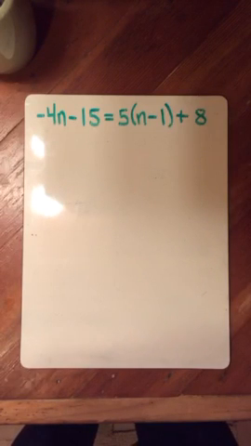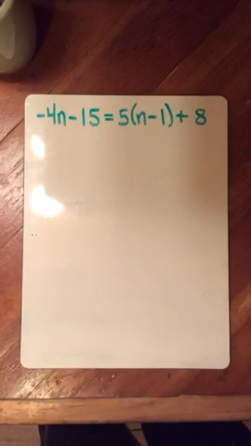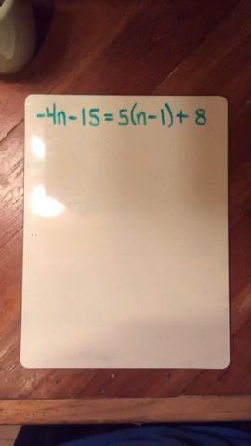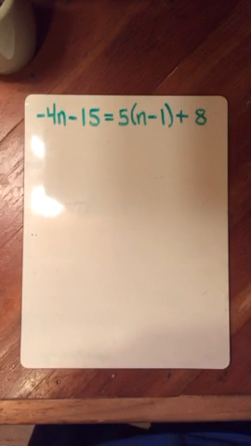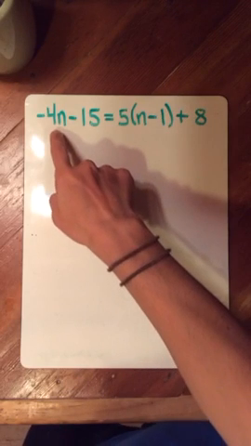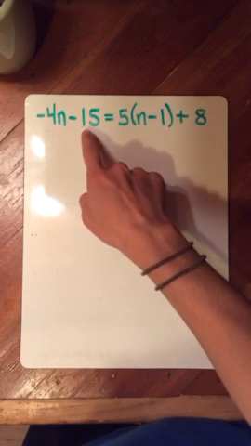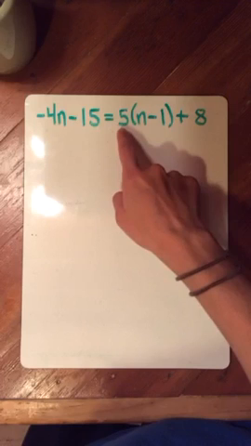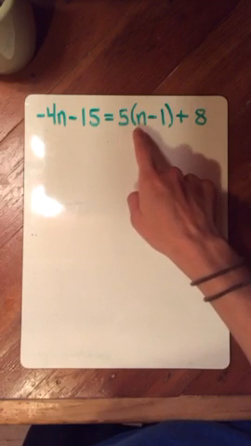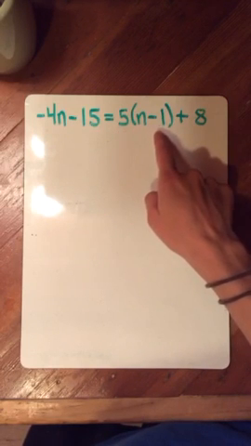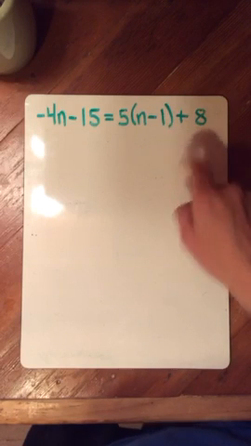Tonight we're going to solve multi-step equations. The first thing I would like you to do is write this equation down so you can do it at the same time that I'm doing it. Negative 4n minus 15 equals 5 times the quantity n minus 1 plus 8.